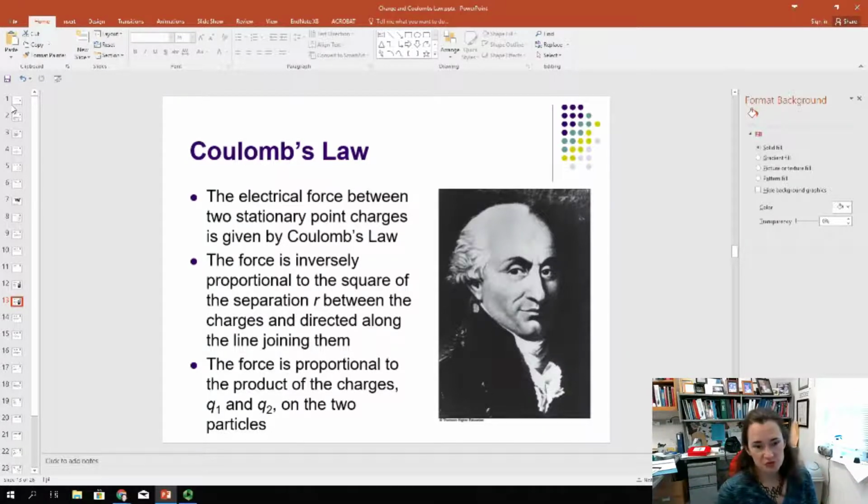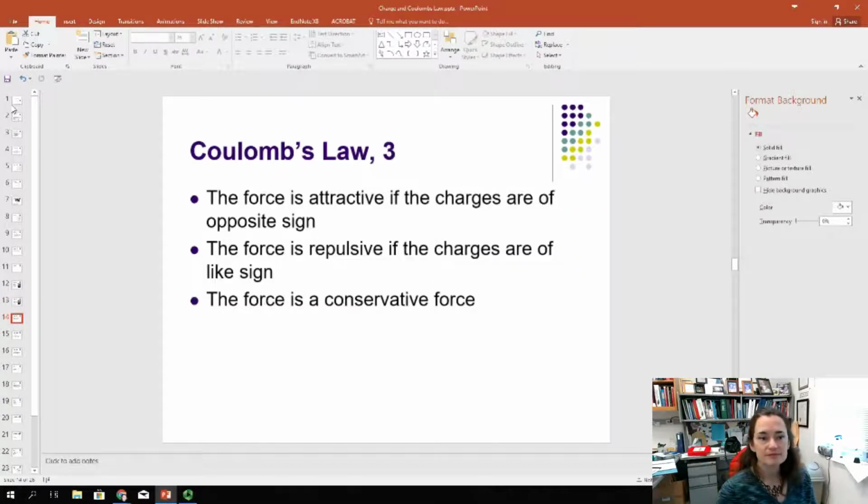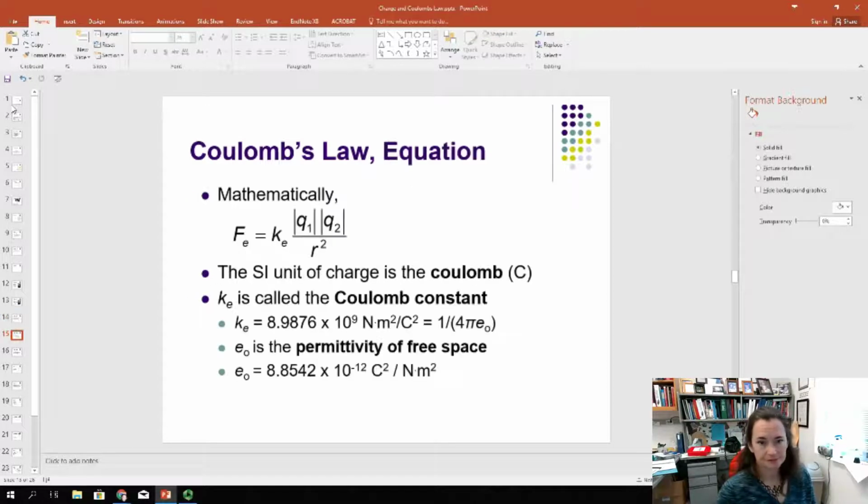The force is also proportional to the size or magnitude of those two charges. So if you have a larger amount of charge, you have a larger amount of force. It's going to be proportional to the product of those two charges. I'll call them q1 and q2 for simplicity, and because it agrees with most textbooks. The force is, of course, attractive if the charges are of opposite sign, and repulsive if the charges are of like sign, and it's a conservative force as well.